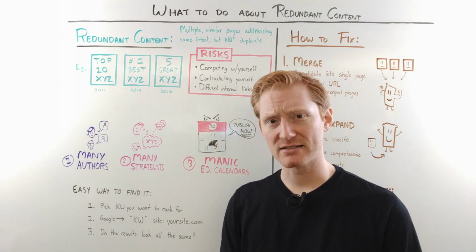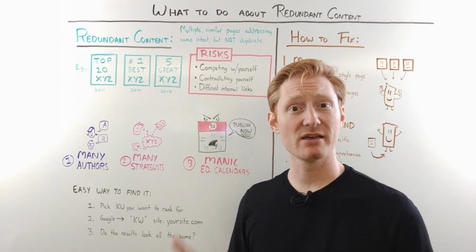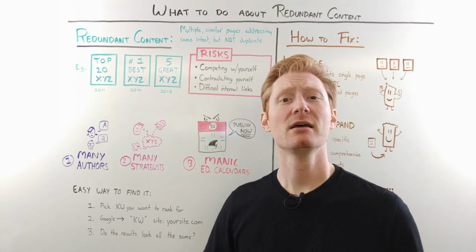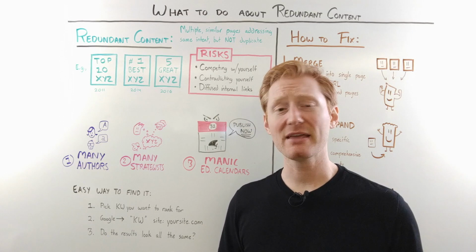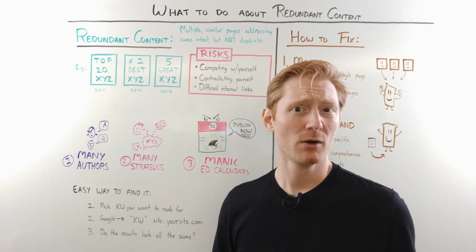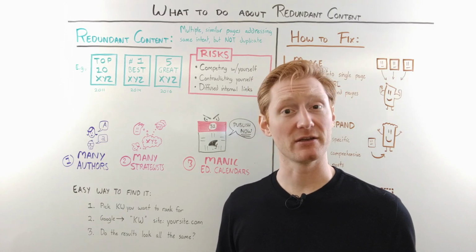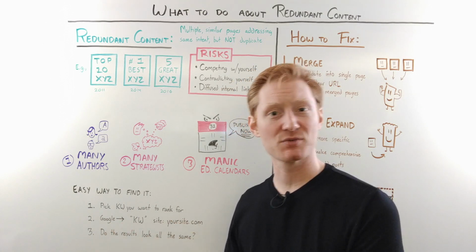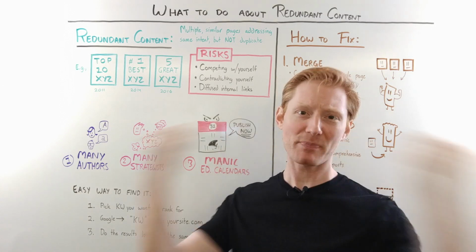Now, redundant content opens you up to some risks. One of which is that your content is competing with itself for positions in the search engine results pages. That's not good. Another problem is that over time, you run the risk of contradicting yourself, which doesn't look good for your brand and it doesn't give your readers a really good experience. They're seeing you say one thing in 2011, saying another thing in 2014, and you're confusing them.